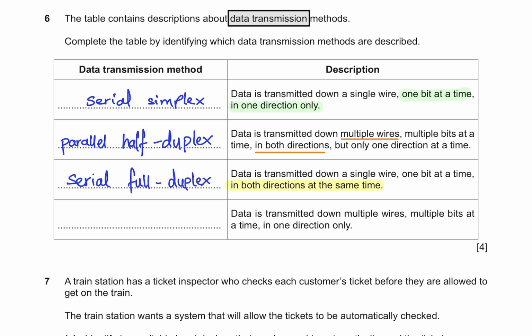Serial full duplex. Data is transmitted down multiple wires, multiple bits at a time. Now, what's the difference here? Multiple bits at a time in one direction only. So this could be parallel simplex.